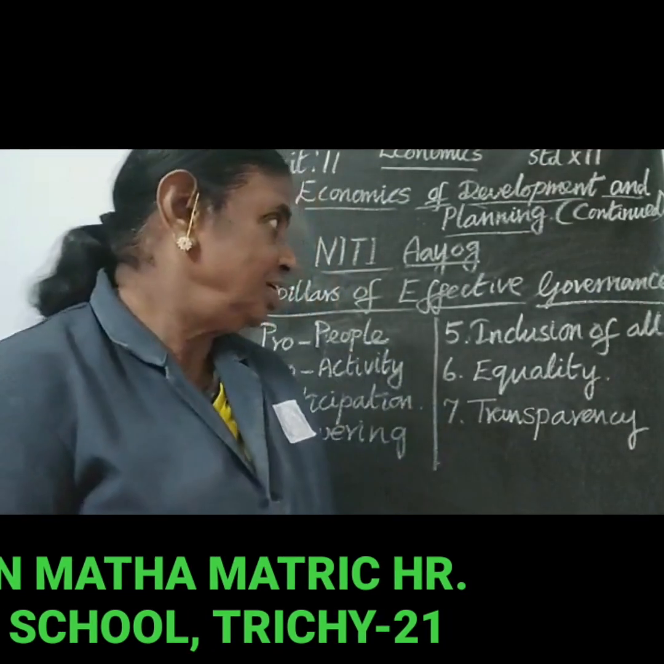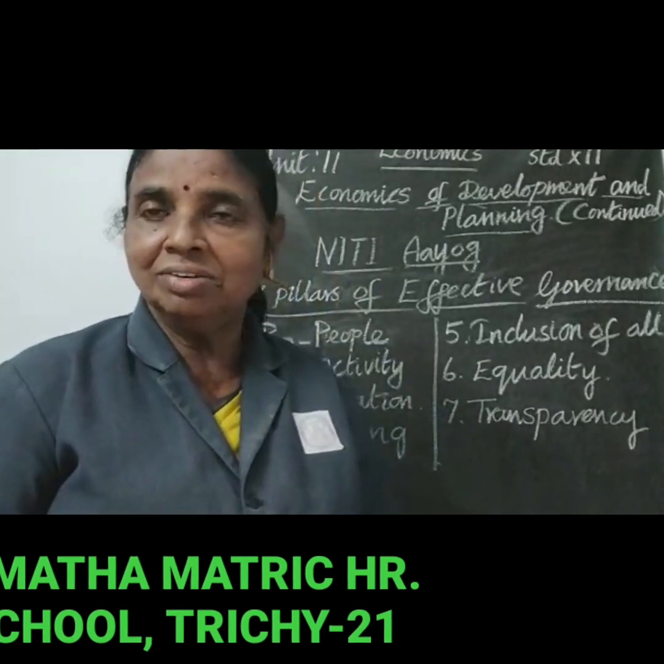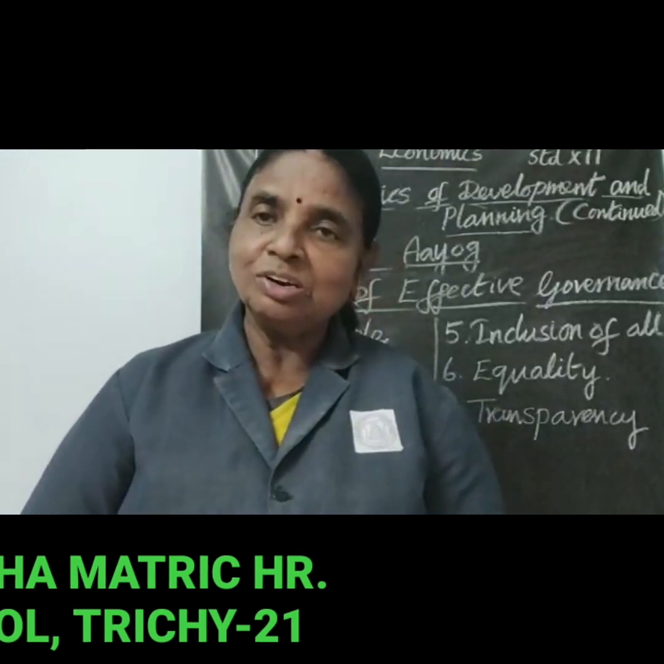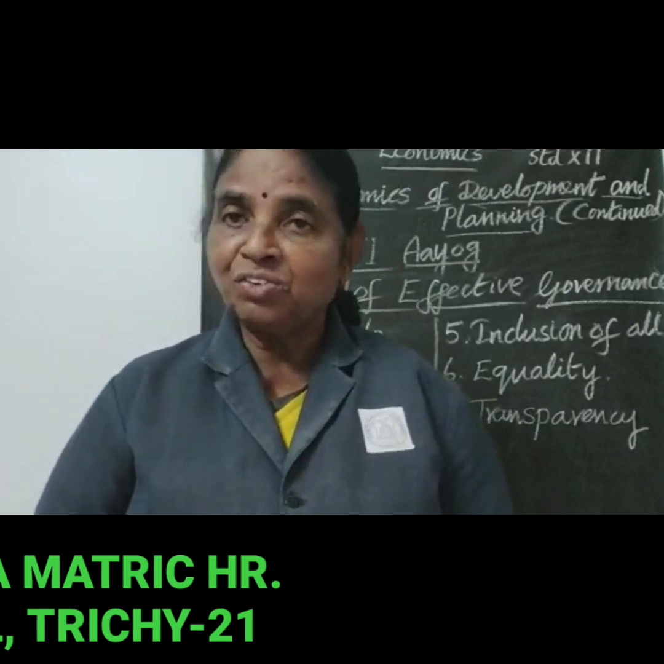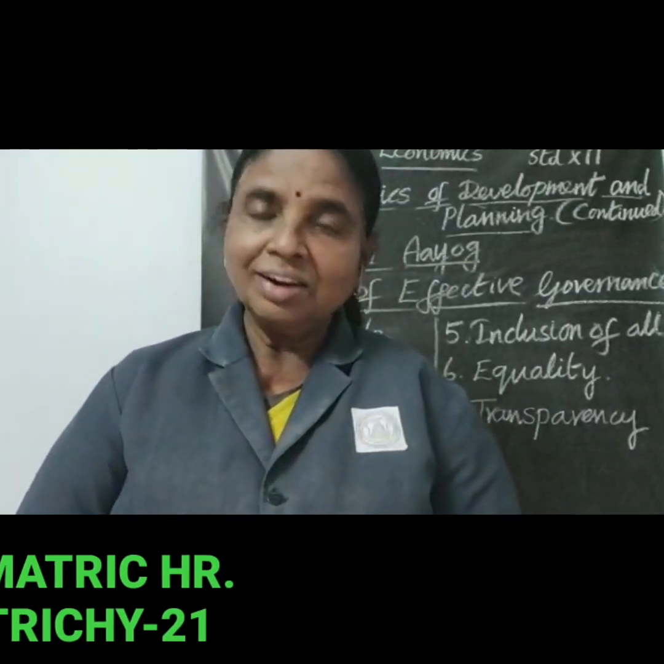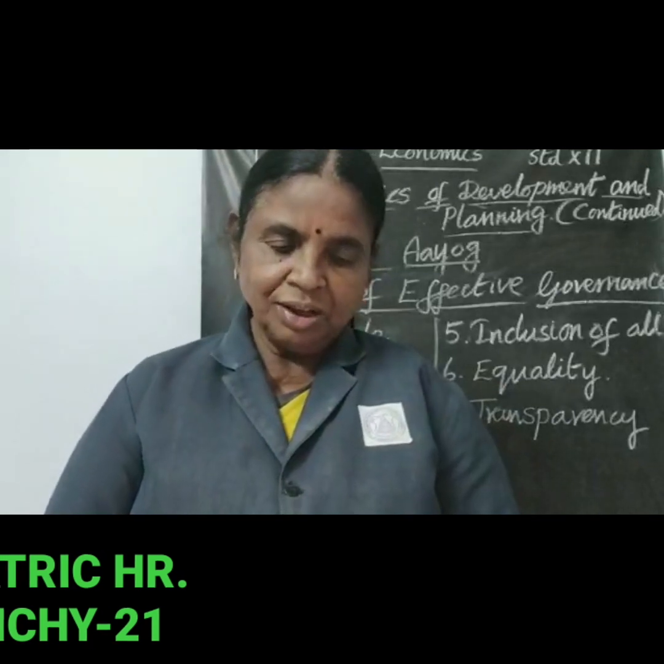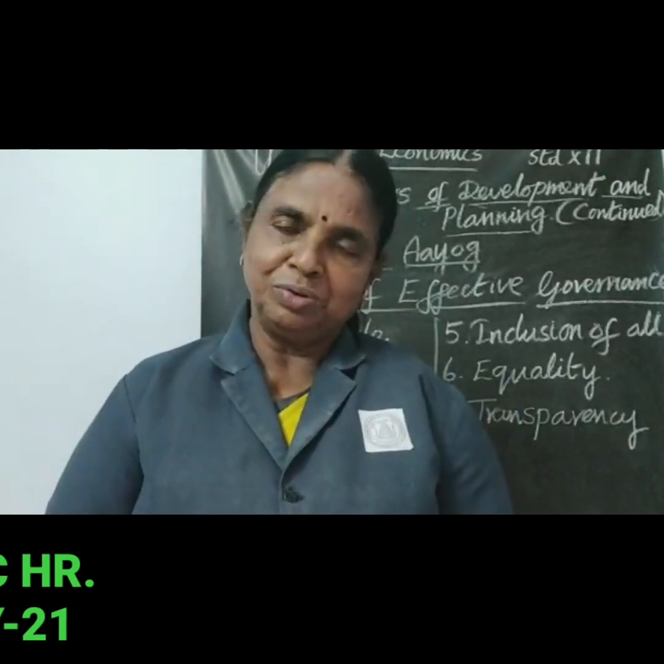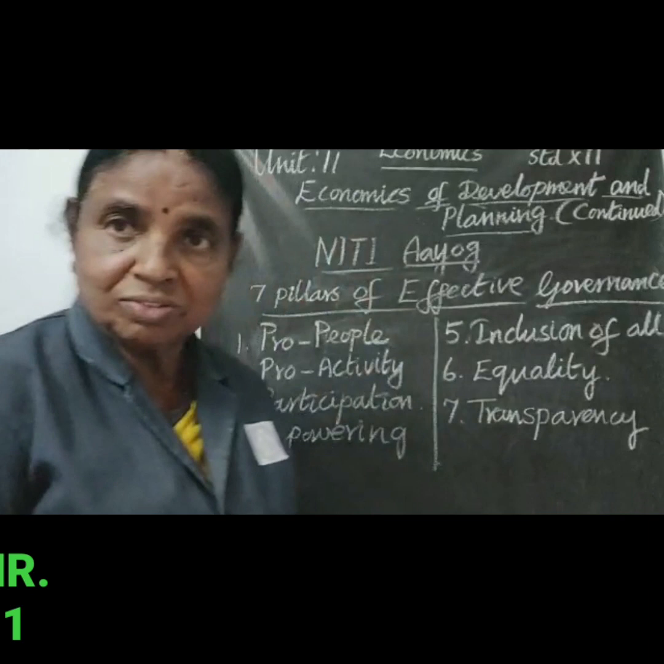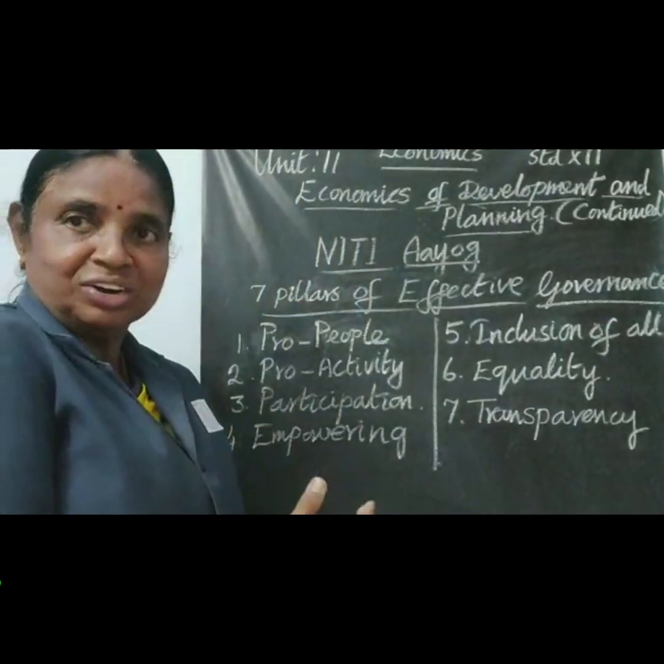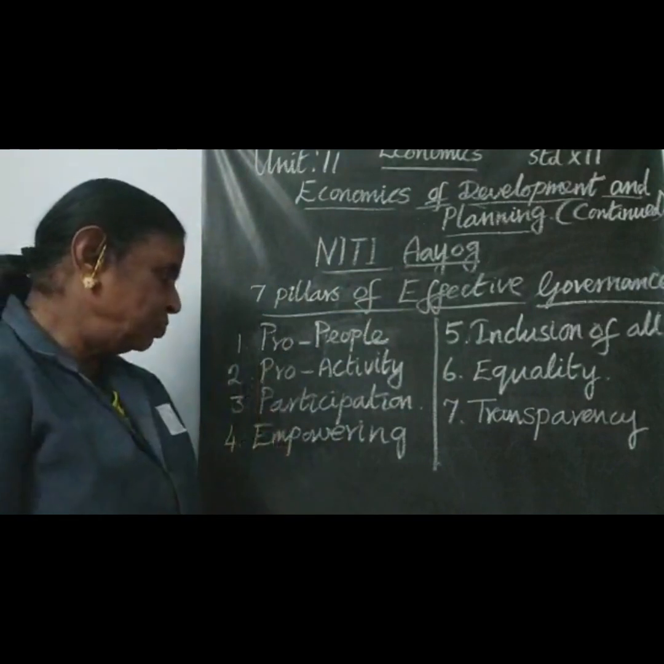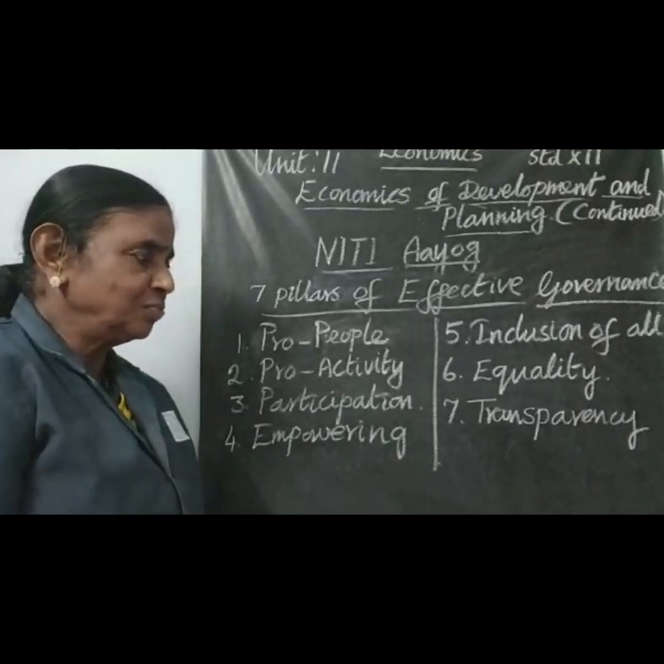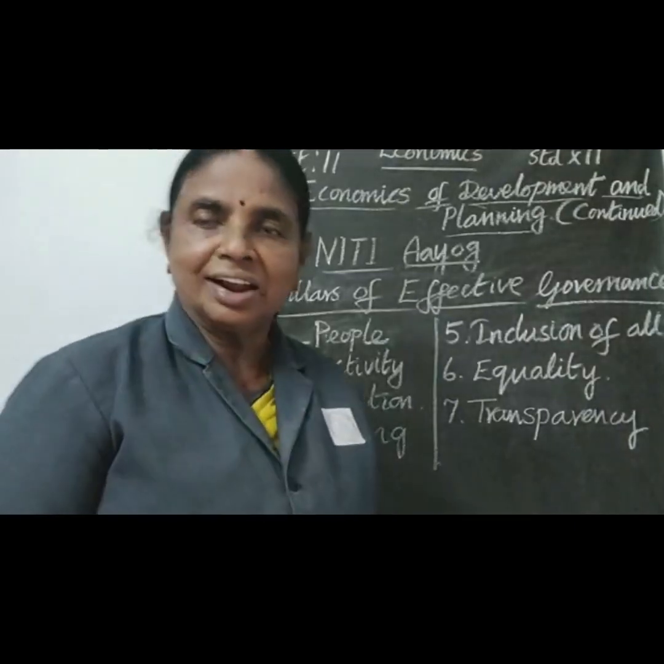And equality, the most important pillar of Niti Aayog, is equality. Equality is equal opportunity for all, especially equal opportunity for youth. And transparency means making the government visible and responsive to the people. So there are 7 important pillars of effective governance, namely pro-people, proactivity, participation, empowering, inclusion of all, equality, and transparency.